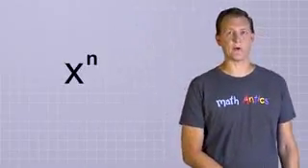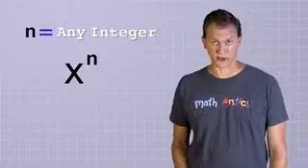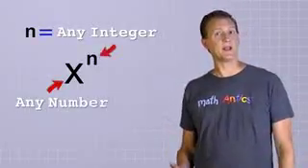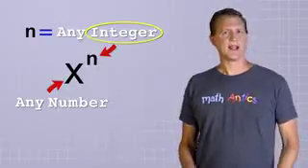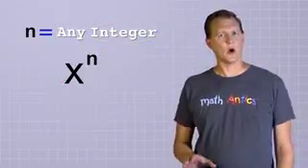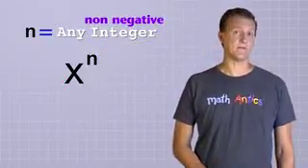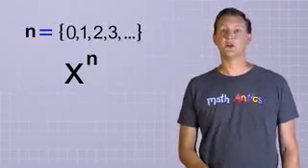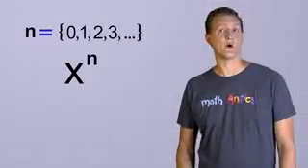But first, we're going to learn something about exponents by looking at an important pattern in algebra. It's the pattern formed by the expression x to the nth power, where n is any integer. In this expression, x could be any number, but n can only be an integer. And to keep things simple in this video, we're only going to consider non-negative integers. That is, we'll limit n to be this set of numbers: 0, 1, 2, 3, and so on.